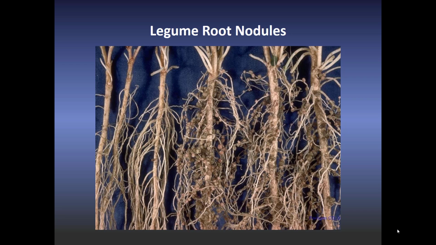And here we see those nodules. On the right are three roots well infected with rhizobia and with very prominent and numerous nodules. And on the left, you will see legume roots that are not infected at all.